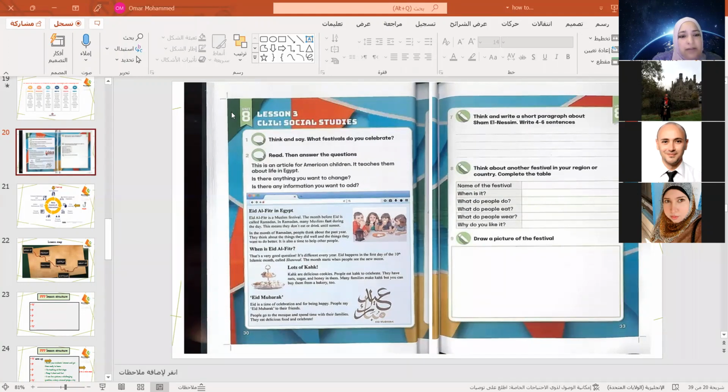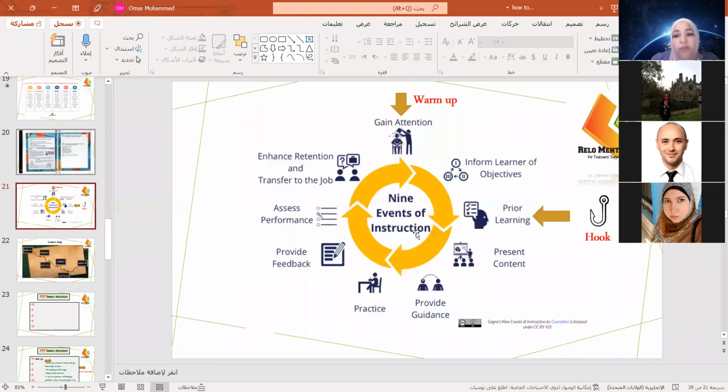Okay. I hope you understand. Yes, it's clear now. Okay, thank you. So this is what we call the hook, relating to the prior knowledge. So after that, we are going to present content. So after the prior knowledge, we present the new knowledge. And then we provide guidance. We show them how to do this.